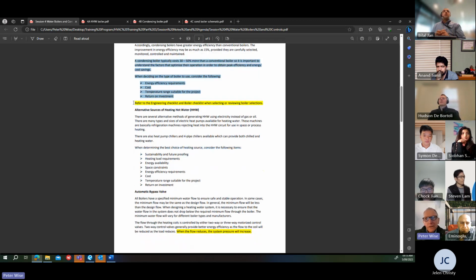This comment highlighted here is really for the benefit of the MEPAC people. We have internal engineering checklists and boiler checklists when selecting or reviewing the selections.